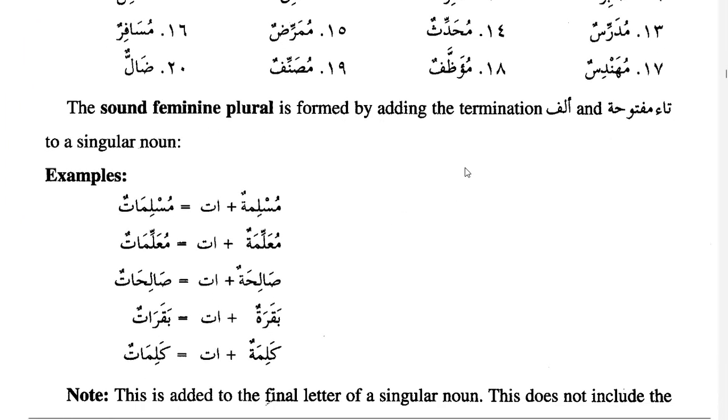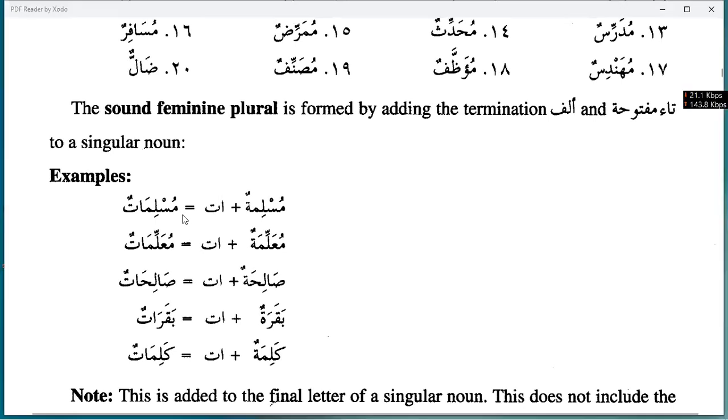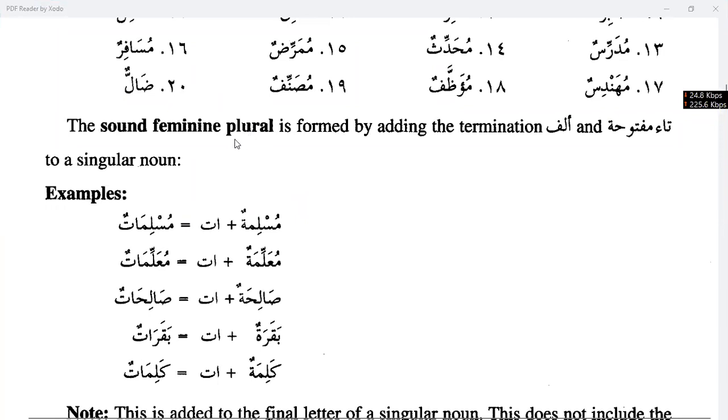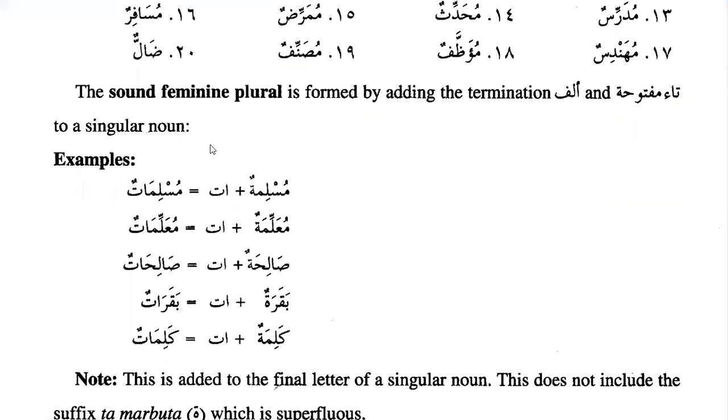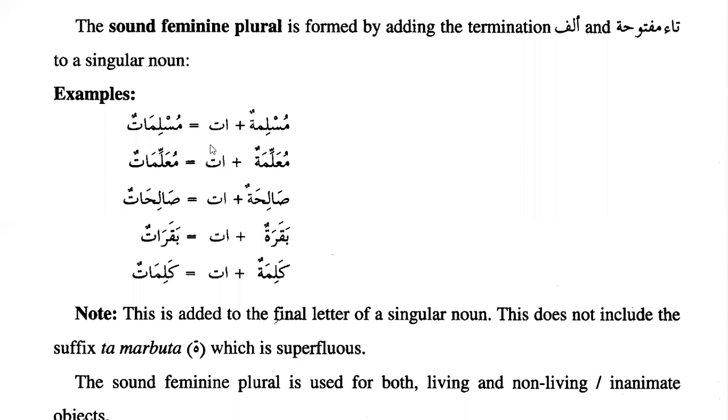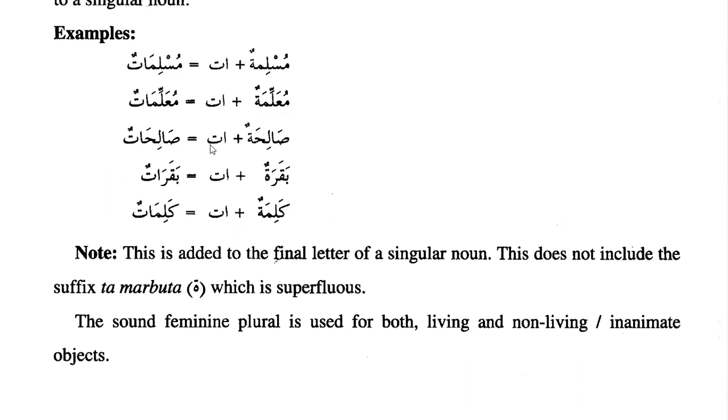Then the sound feminine plural is made by adding alif and ta maftuha. So by adding alif and ta maftuha, we make Jamma Muannas Salim. So Mr. Muhammad Sam Usman, can you hear me? Yes. The sound feminine plural is formed by adding the termination alif and ta maftuha to a singular noun. Example: muslimatun becomes muslimatun, muallimatun, salihatun, baqaratun, kalimatun.